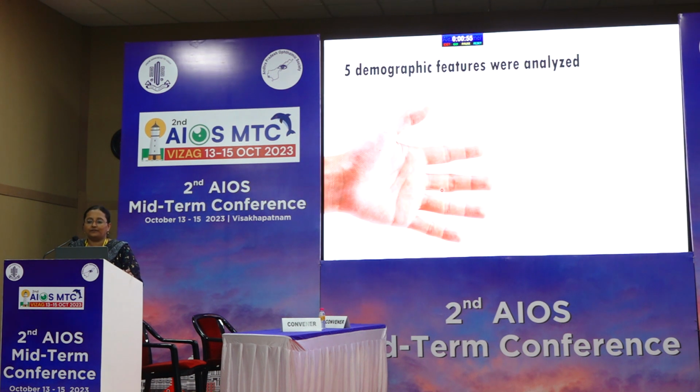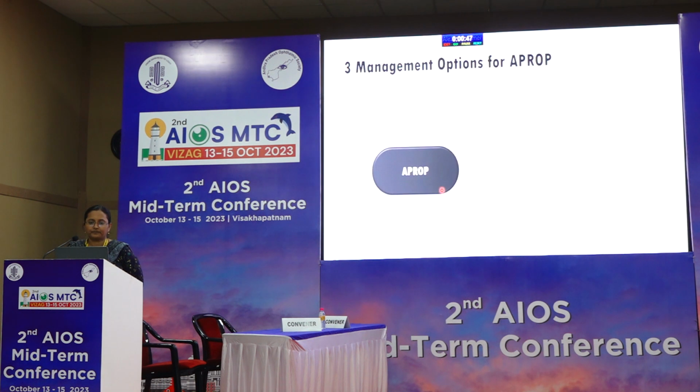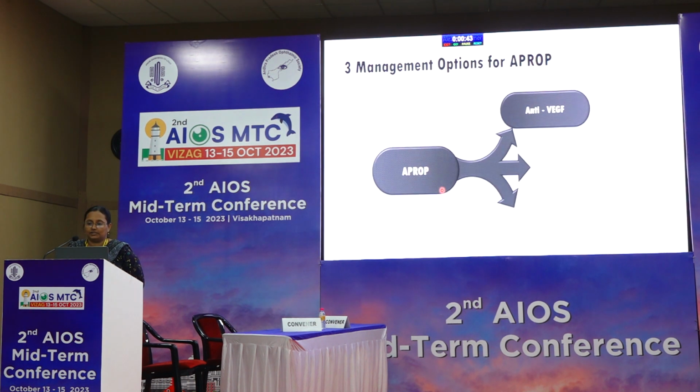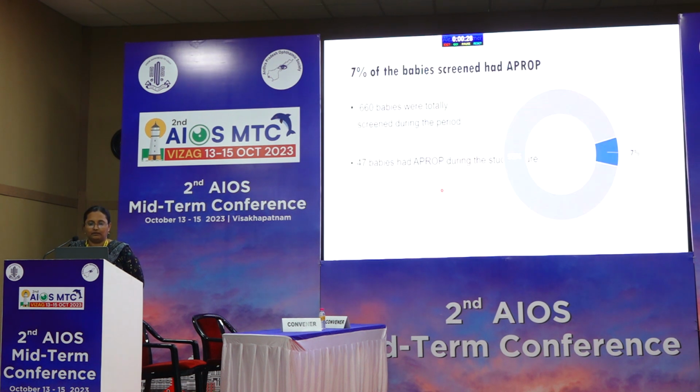The demographic features which were analyzed were the sex, birth weight, gestational age at birth, age at first screening, and age at the development of ROP. Whenever there is an ROP, it is an emergency, and the treatment management options include anti-VEGF or laser, and sometimes you might need to give both anti-VEGF and subsequently do a laser, depending upon how the baby is responding.